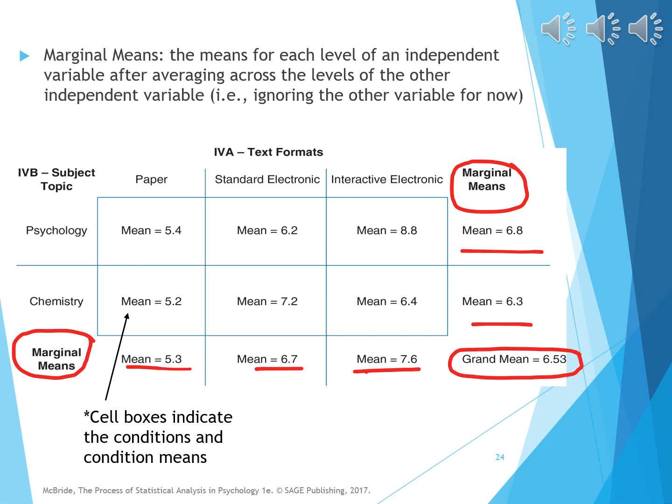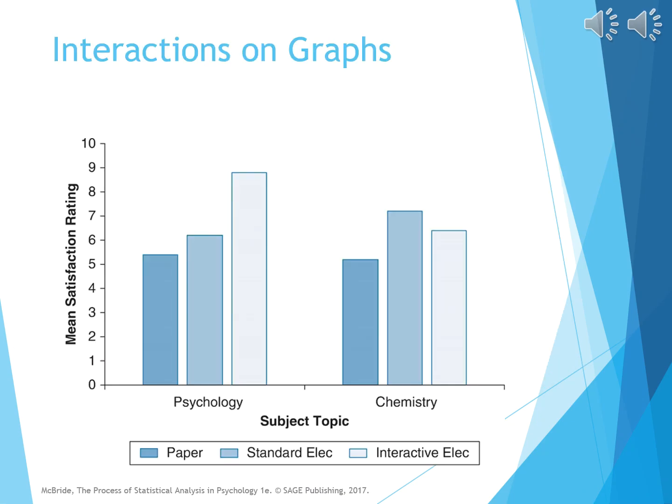Now, what if I wanted to look for an interaction effect? Well, it's a lot easier to look for interaction effects if you actually just plot these cell means, the condition means, on a graph. I'll show you what that looks like in a second. So what you can do is take each of those 6 condition means and plot them on a graph. This is a bar graph that comes from your textbook.